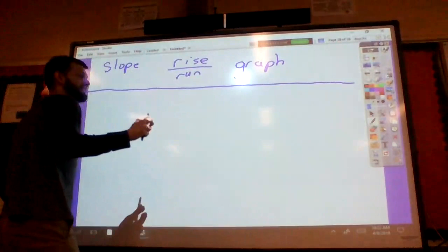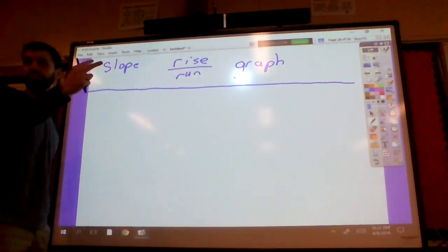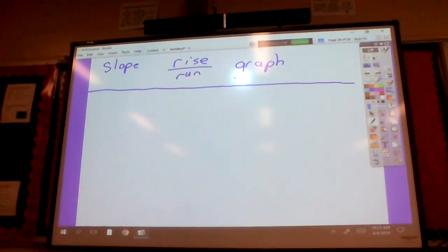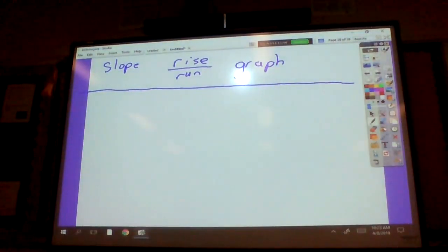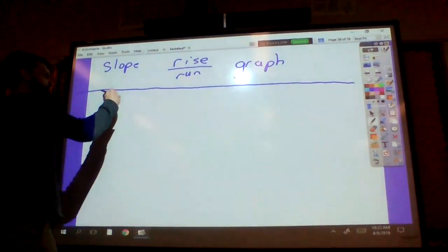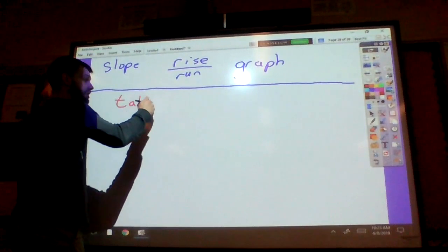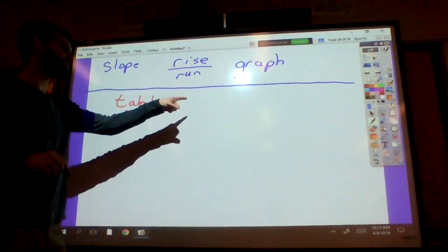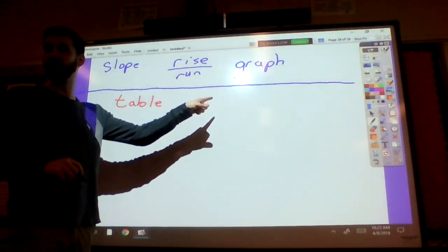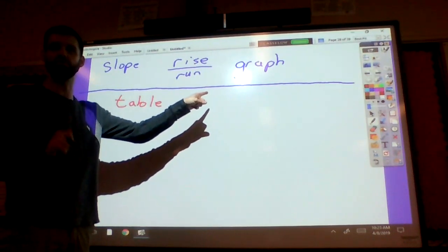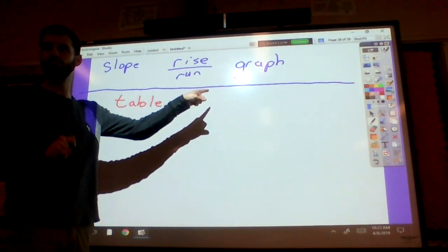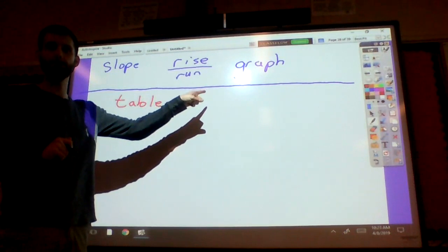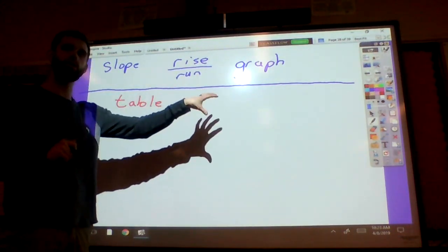The second way to find slope. Yes, and yes. All you guys are correct. If it's on a table, there's actually another instance that you would use the same way. Anybody remember the other one? It's not equation. Table, graph. It's table or... nobody knows?